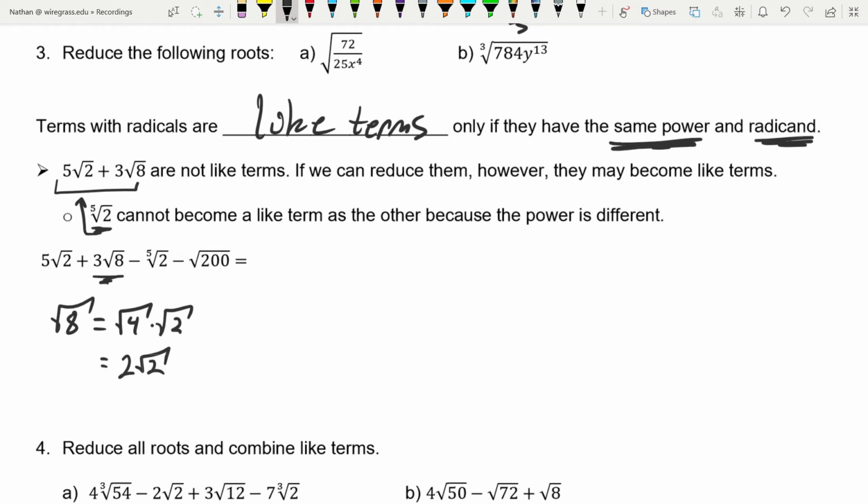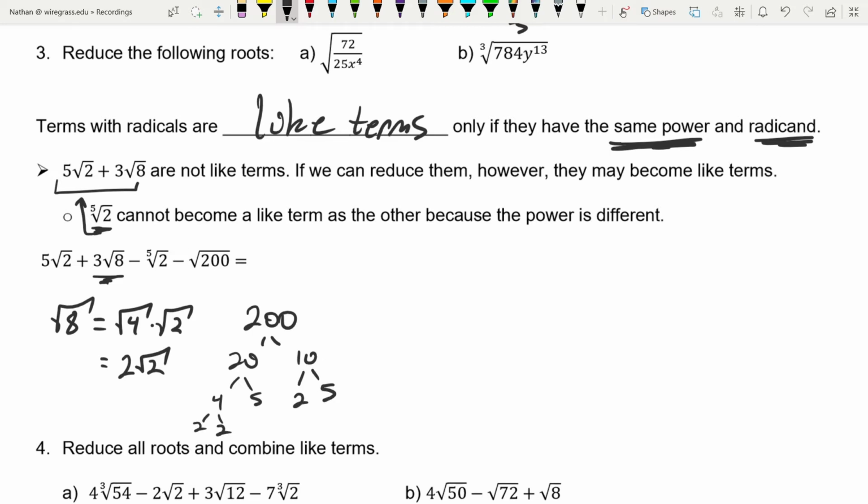So we have, let's do the square root of 200 at the same time. I'll use a factor tree for this one, just to show you another instance of it. This is 20 times 10. 20 is 4 times 5. 4 is 2 times 2. 10 is 2 times 5.